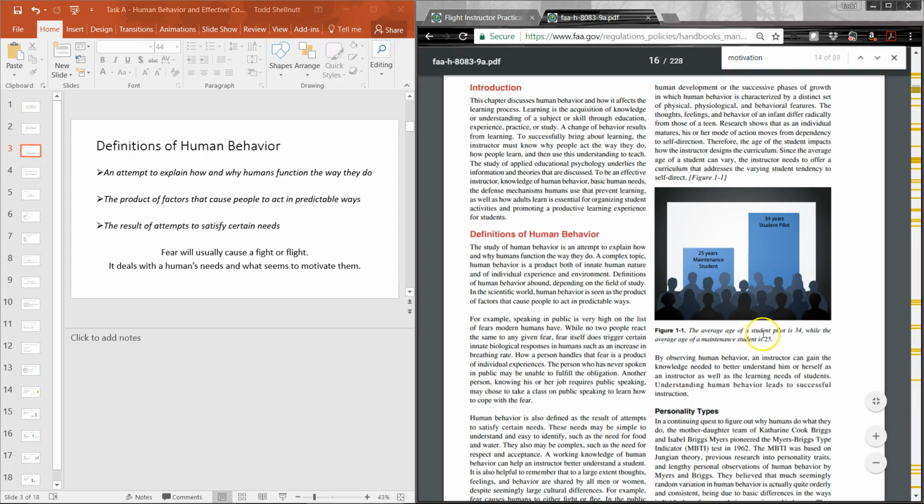The average age of a student pilot is 34, while the average age of a maintenance student is 25. Well, maybe they should ask what the average age is of a student who wants to be a CFI in the United States, because they're trying to become something else. It's not 34 years old, FAA. It's like between 18 and 23. And they write this crappy information they got out there on the market. They write it all for like some 30 to 40, 50-year-old person.